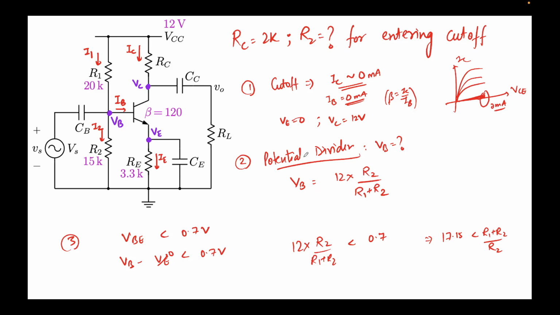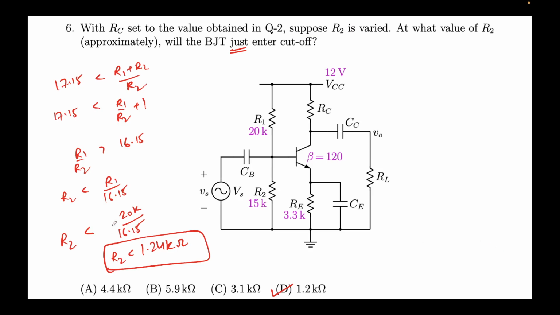And we know that since we are entering cutoff, VB should be less than 0.7 volts. VE is 0, which we know here, and so putting all the terms together, that is nothing but the algebra. So we finally arrive that R2 should be less than 1.24 kilo ohms. Less than comes because we are covering all the range for cutoff, and for just entering the cutoff, the answer should be 1.24 kilo ohms, and the closest option that we have is 1.2 kilo ohms. Hence D will be our answer.